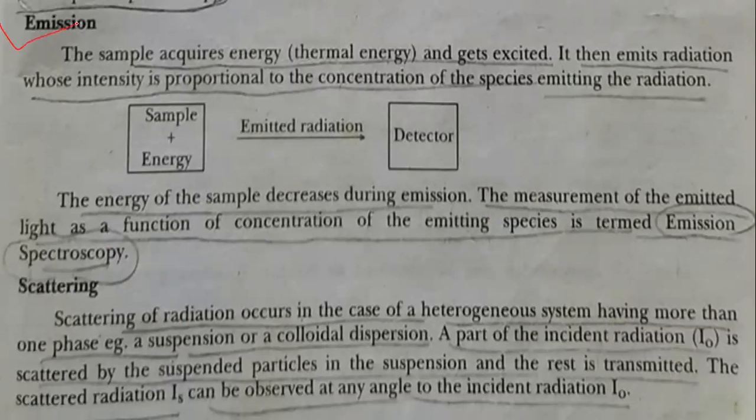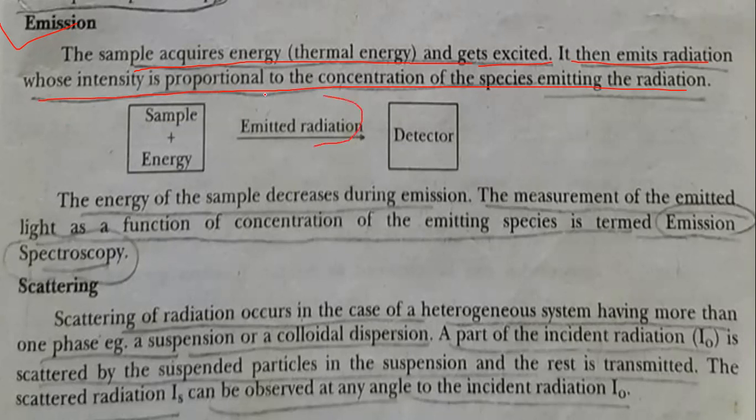Now, emission. See, the incident light falls upon the sample. Some of the light is absorbed by the sample. Now, that light may be instantly emitted, or it may be emitted after a certain period of time. That depends. Again, there are two techniques in that. Here the sample acquires energy, in any form, here they are saying thermal energy, and gets excited. Then it emits radiation whose intensity is proportional to the concentration of the emitting species.